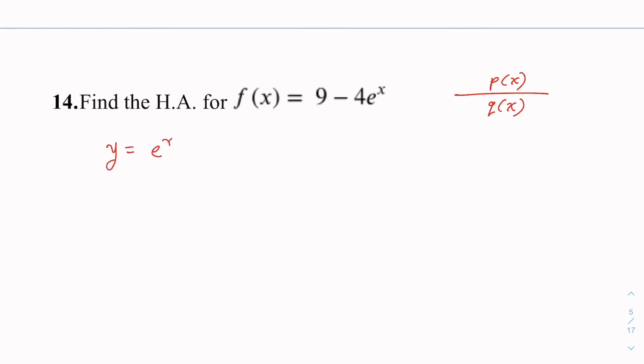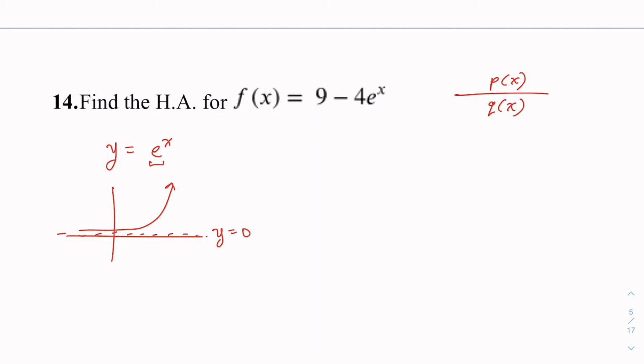Y equals e to the x. Notice it's a growth curve. It's going to look like this, with a horizontal asymptote at 0. Now, if you know that and you know how to transform these, then these are pretty straightforward.